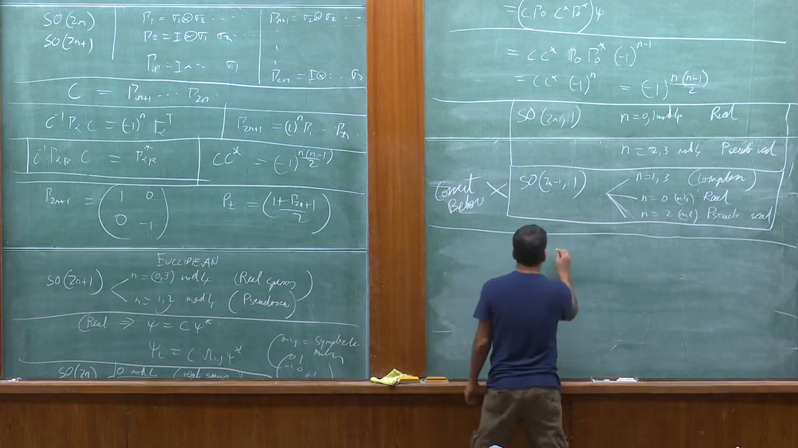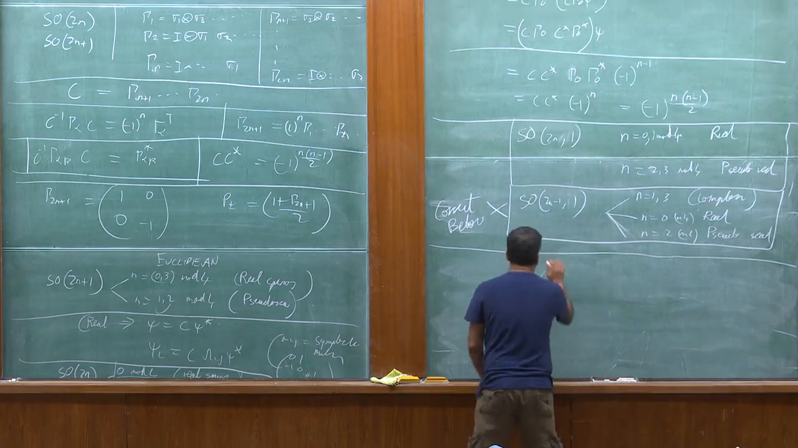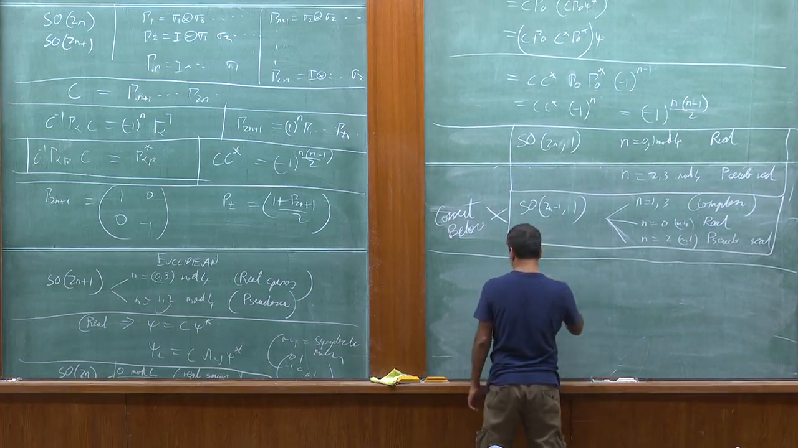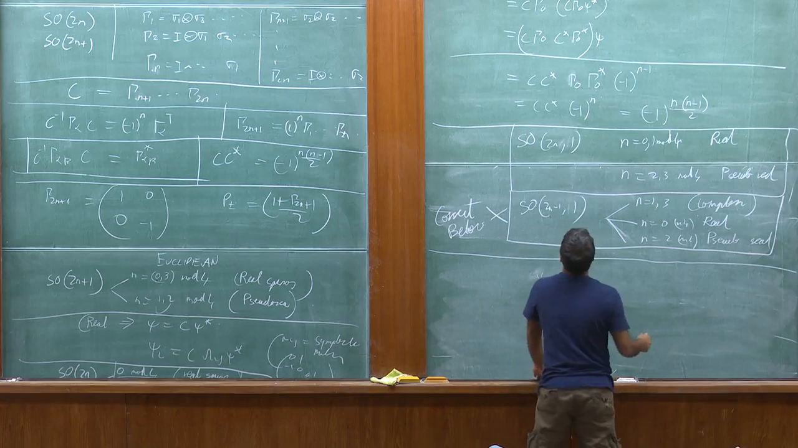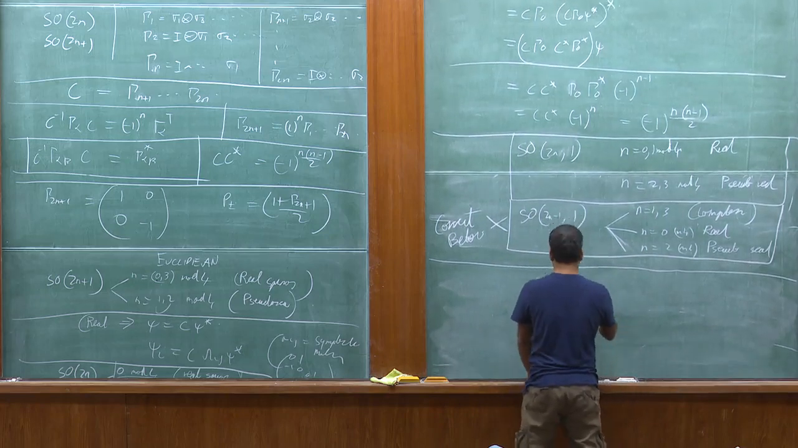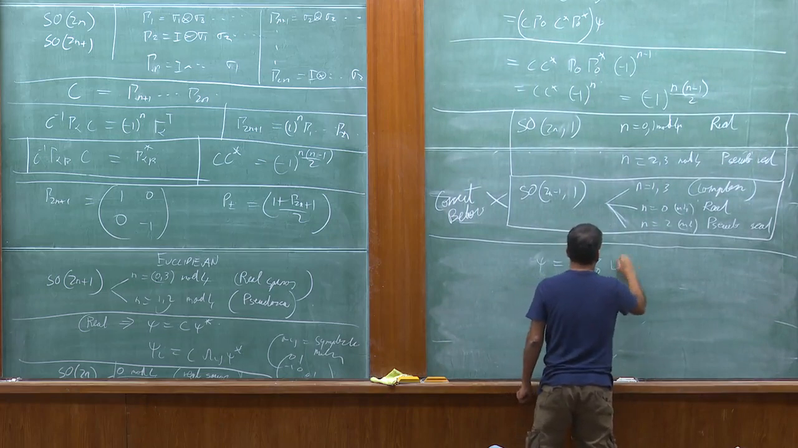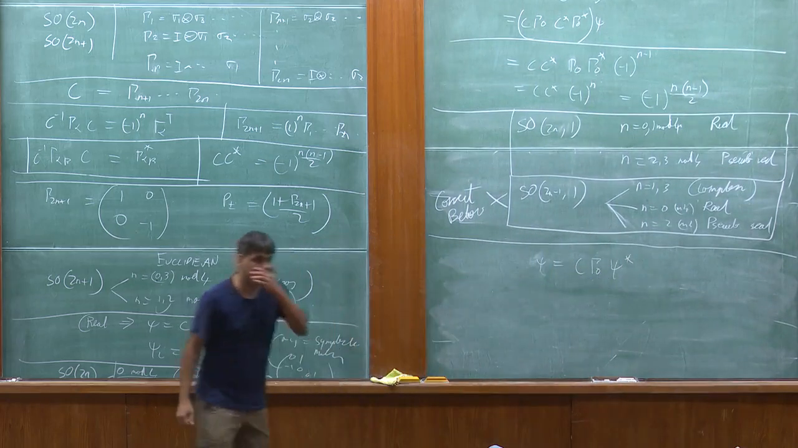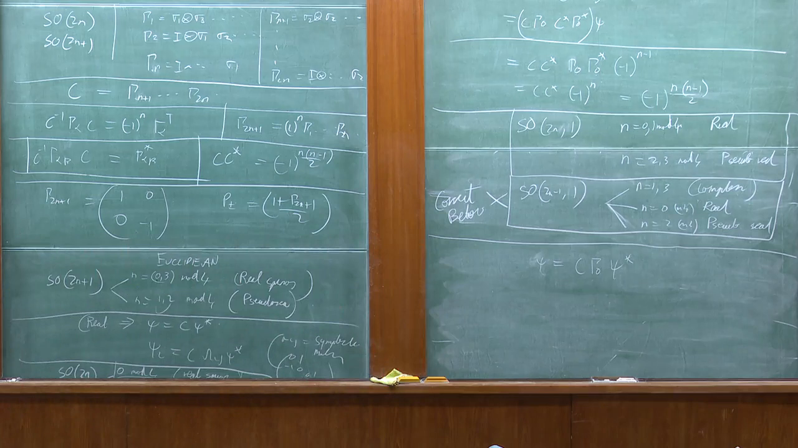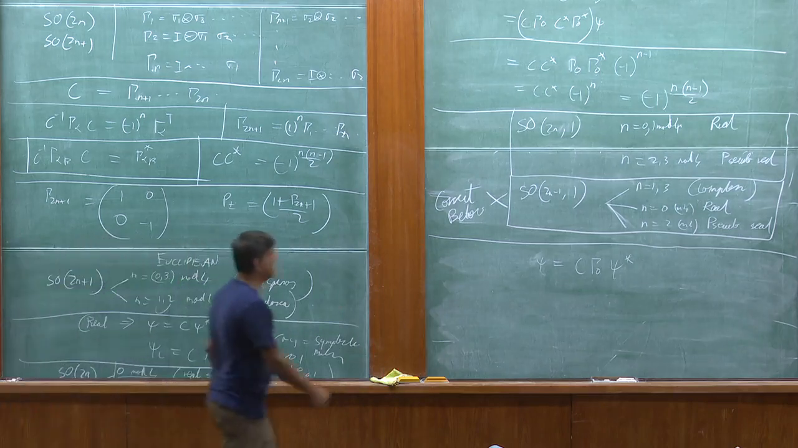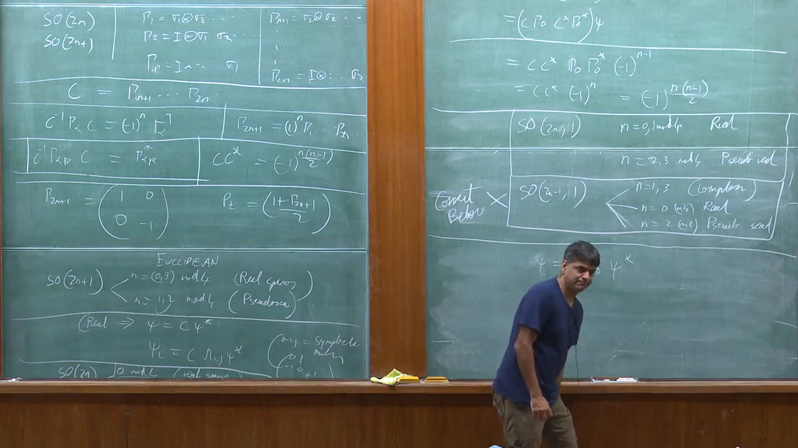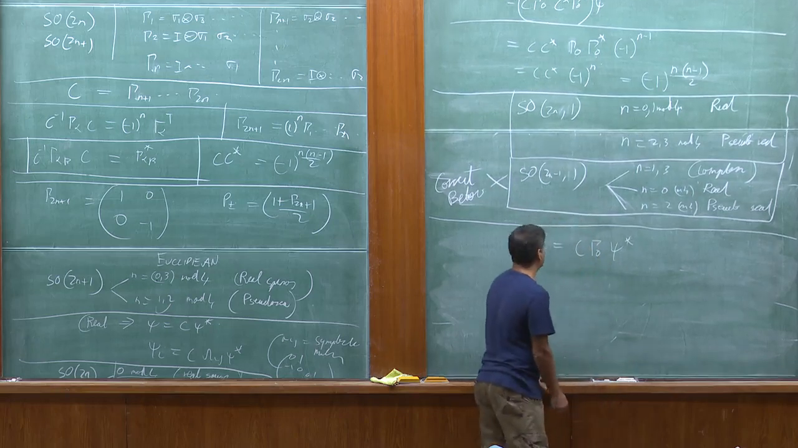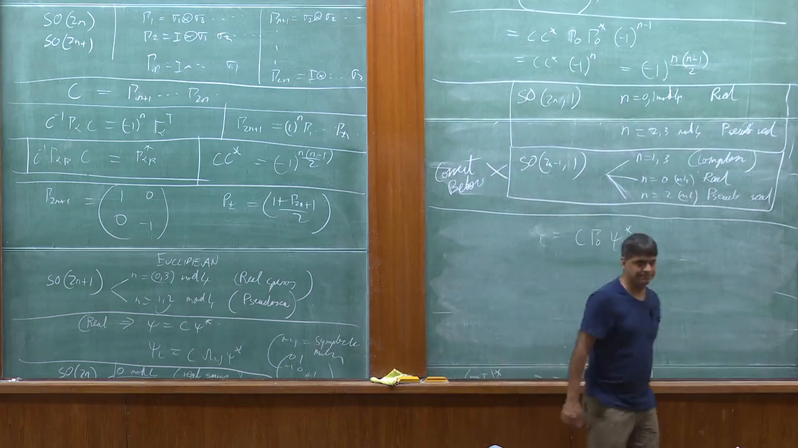Okay. Remember that our condition was psi star equals C gamma 0 psi star. So the question that we are asking is the following. If I start with psi being a chiral spinor, what is C gamma 0 psi star?